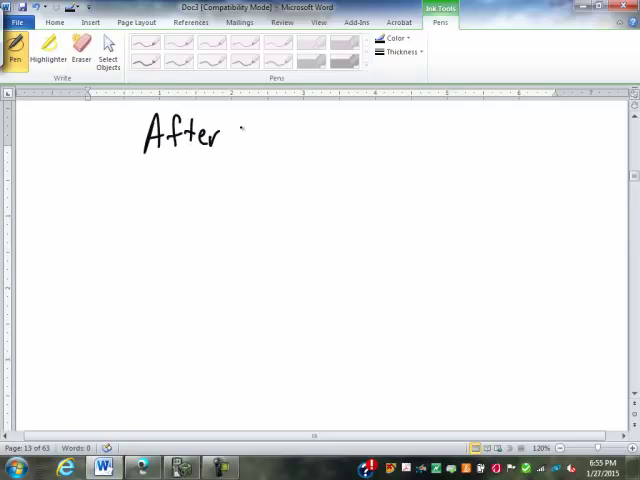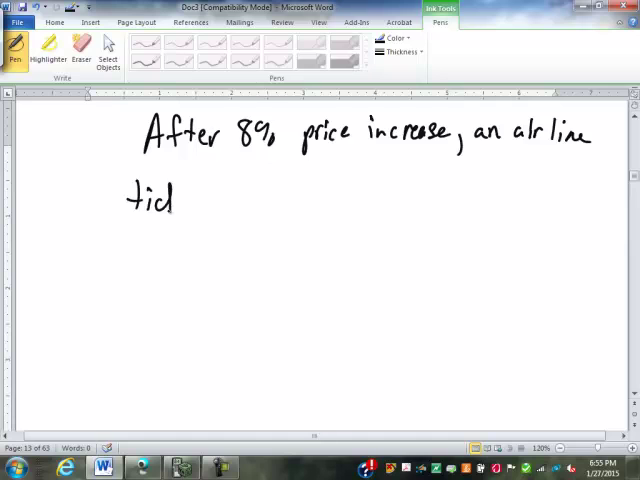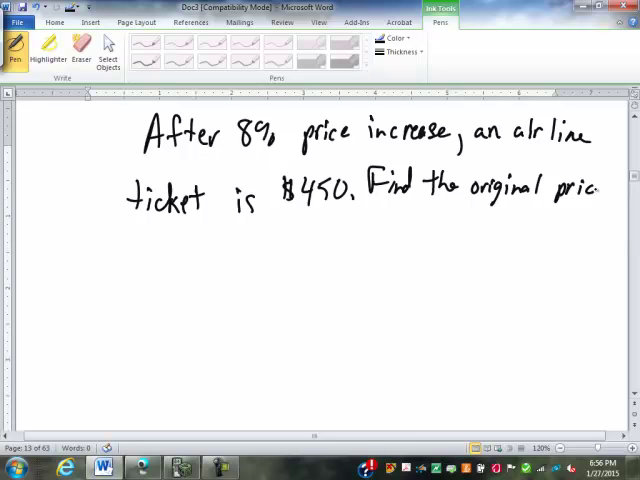After an 8% price increase, an airline ticket is $450. Find the original price before the increase. I'm going to pause this. I'm going to let you guys try this one on your own. Let's see what you're coming up with here.